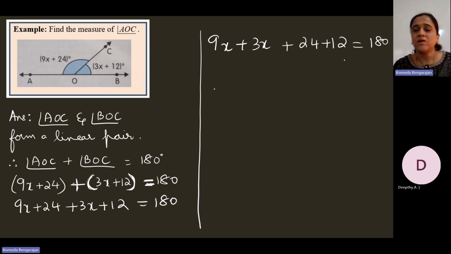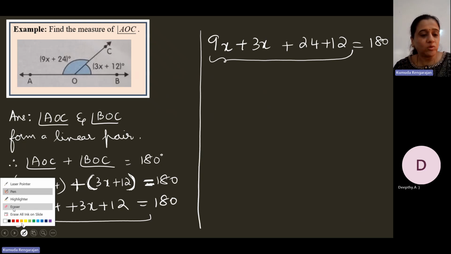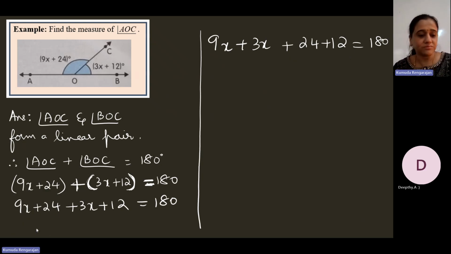So what are we doing? We're just writing the x terms together and the constants together. These four terms are still on the left-hand side, right? We have not changed their position. We have not taken them to the right-hand side. When you take them to the right-hand side, then we have to change their signs.